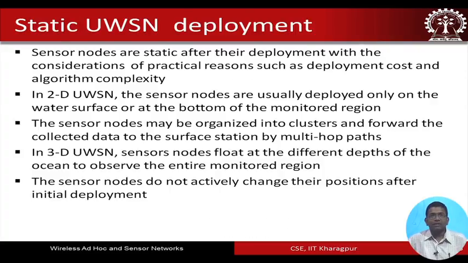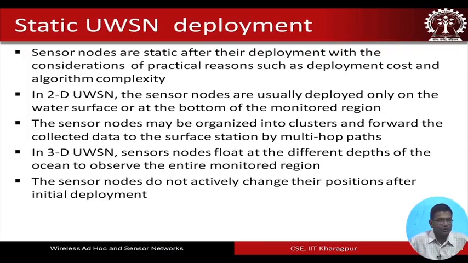In static deployment, the sensor nodes are static after their deployment, with the considerations of practical reasons such as the deployment cost and algorithmic complexity. As the name suggests, somehow you make these sensor nodes static. Either you make them static on the ocean surface, or just below the ocean surface, you tag them through some buoys or something like that, or you tag them in such a way that they are not going to move. Or you put them on the ocean floor, and that way they can be made static. So, typically these are like 2D deployment mechanisms: either ocean floor or ocean surface.